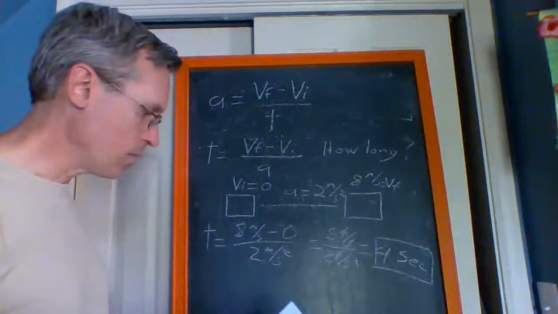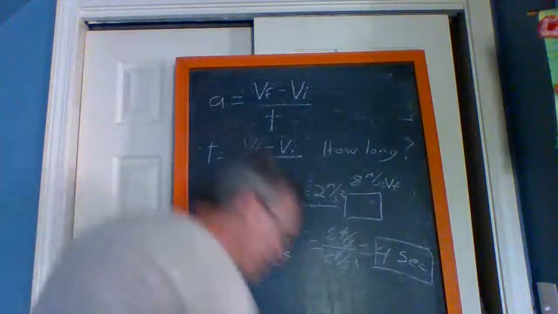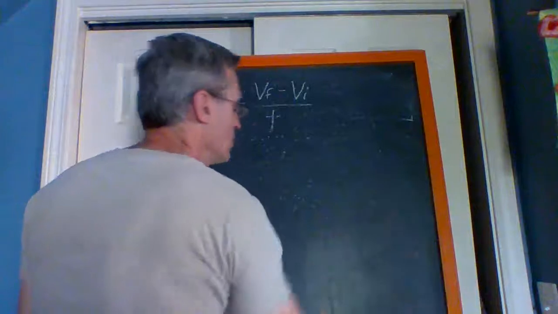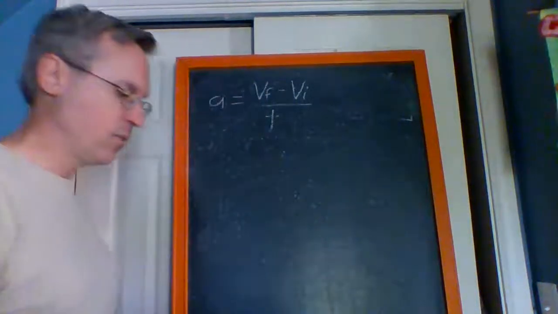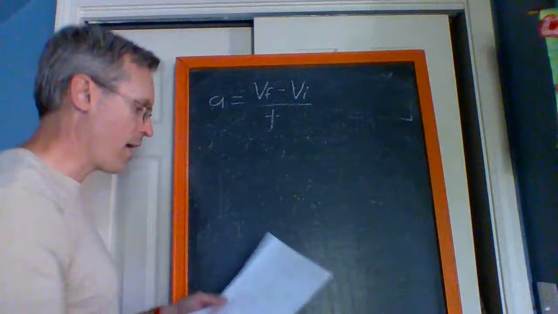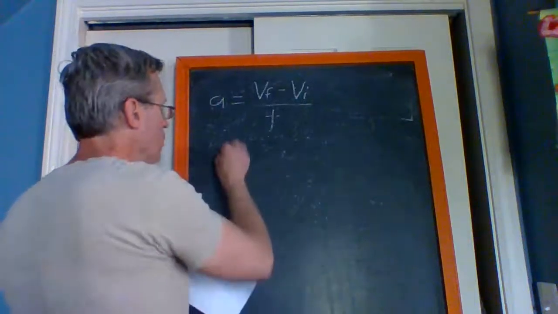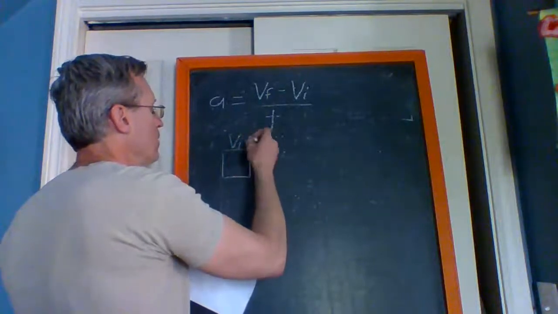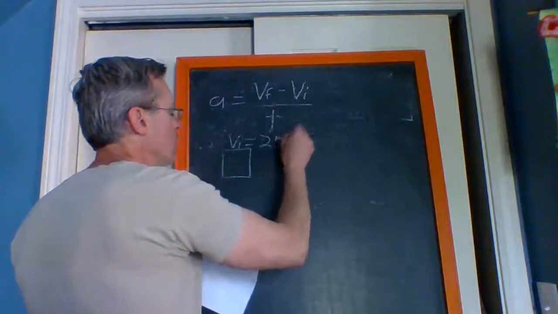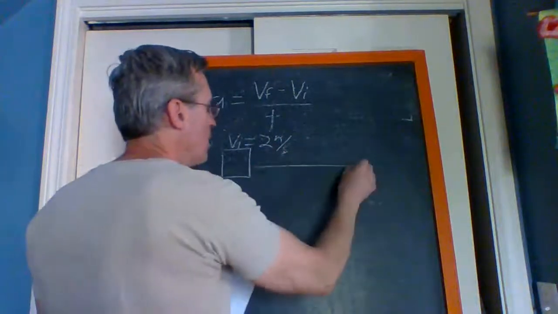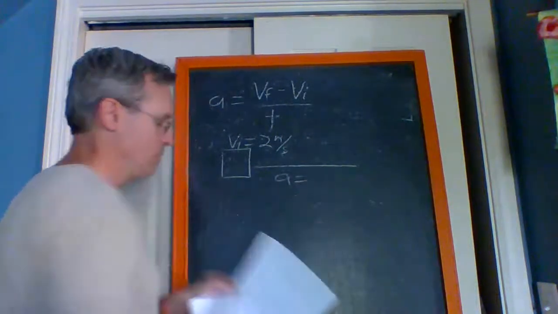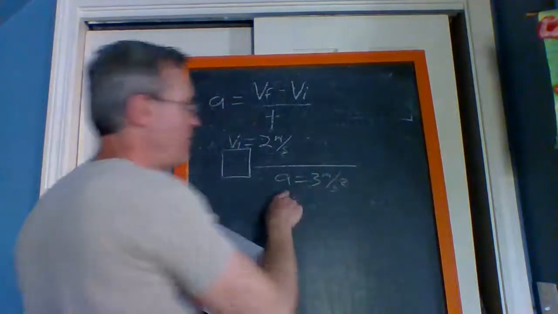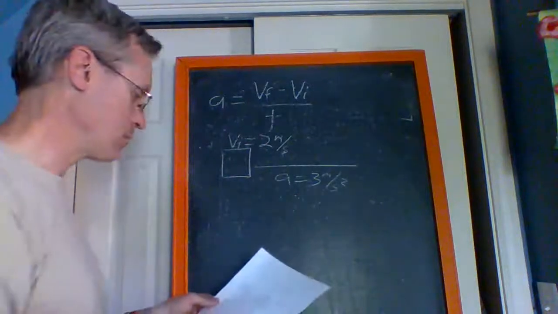All right. I'm going to do one last version of this. I got to erase this because I need the board space. So let's say that someone asks you this question. Here you are, on your bike, going 2 meters per second. So your initial velocity is 2 meters per second, and you're speeding up at a rate of 3 meters per second squared.